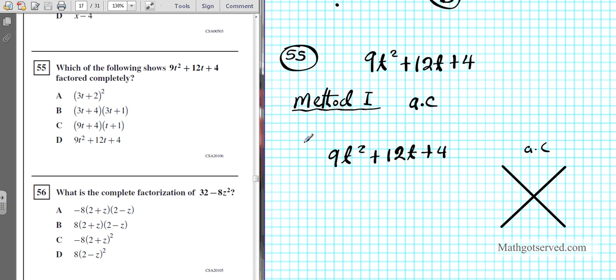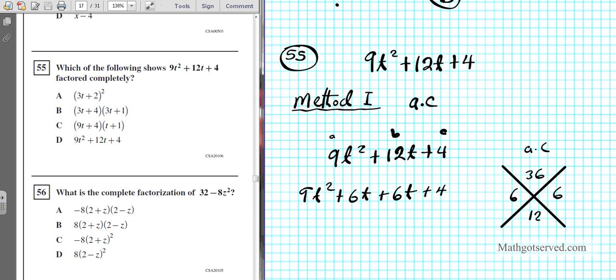This is A, B, C. AC is 36 and B is 12. All right. So what two numbers multiply to give you 36 and add to give you 12? This one isn't difficult. Remember 6 times 6? That works perfectly. So we're going to have 9t squared plus 6t plus 6t plus 4.